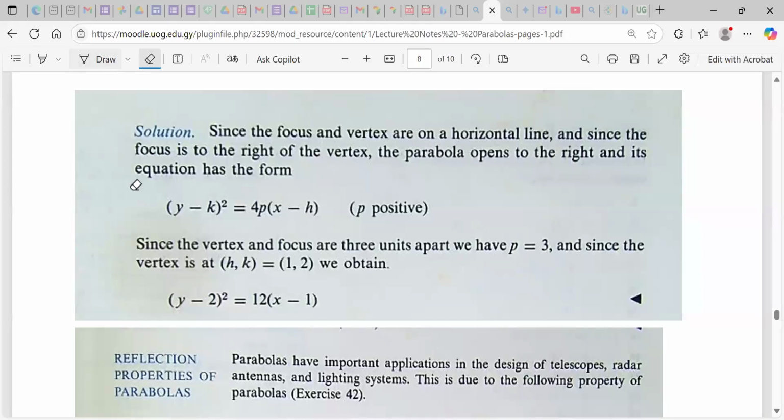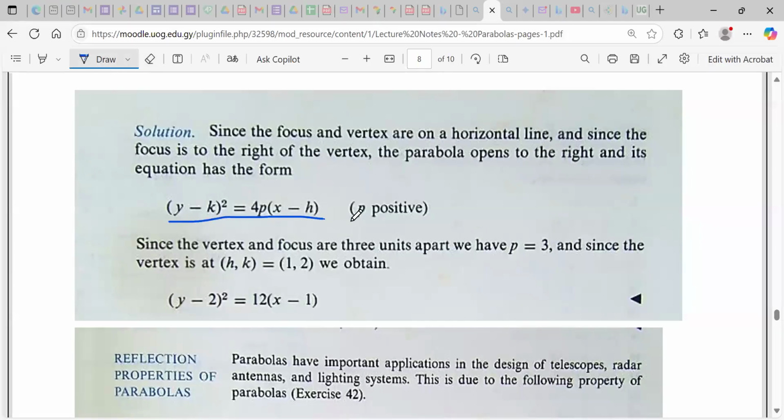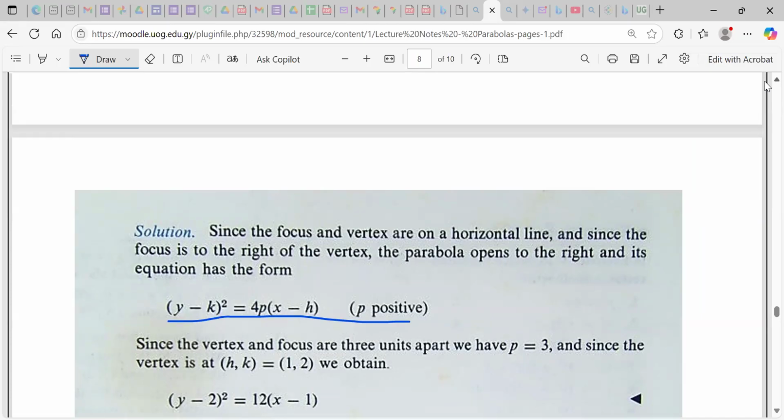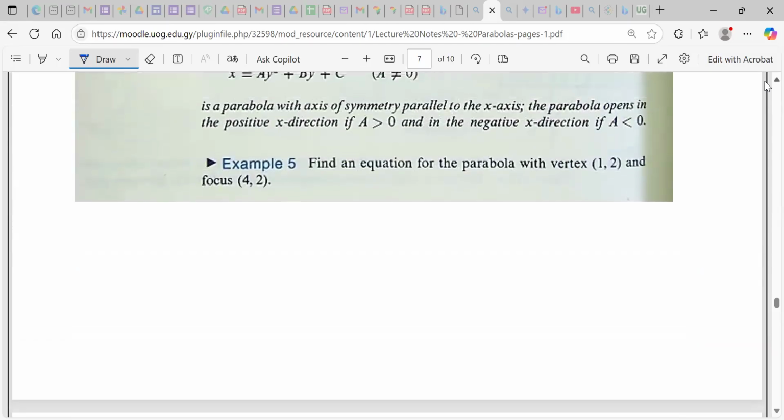You know it's going to have that form there, right? They give you the vertex and the focus, and you will know how far apart they will be, right? So they tell you that P is equal to 3. You're supposed to pick that out from what? See if we can pick out the 3.